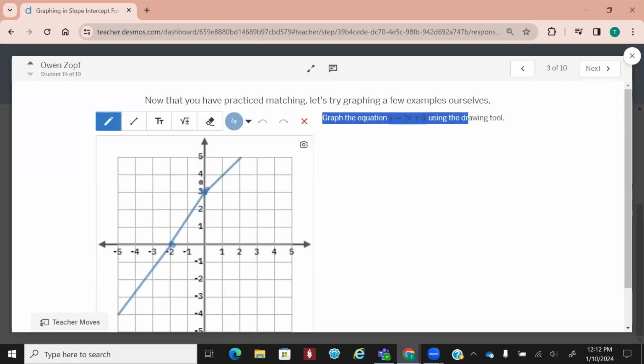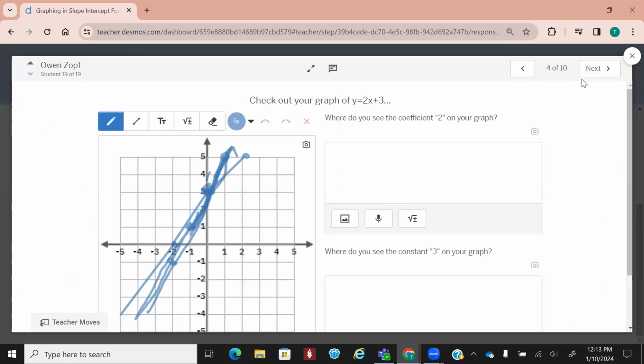Again, if we were to graph this, we would look at the y-intercept. What's our y-intercept here? 3. And what is our slope? 2. That means we go up 2 and over 1, and we repeat that process going down 2 over 1. Everybody okay on that? Go ahead and go to the next one.